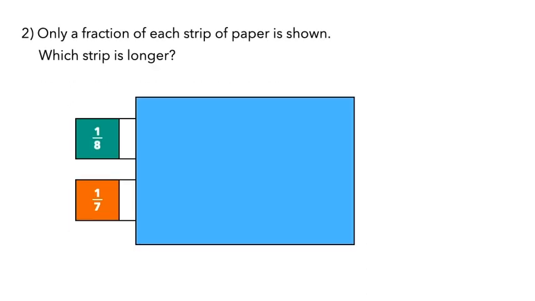Let's try another version of this question to see if we can cement that understanding a bit further. This is question 2. Only a fraction of each strip of paper is known. Which strip is longer? You can see that this blue sheet of paper is covering up these strips. We can see that 1/8 of one strip is exactly equal to 1/7 of the other. How can we get back to the original strips?